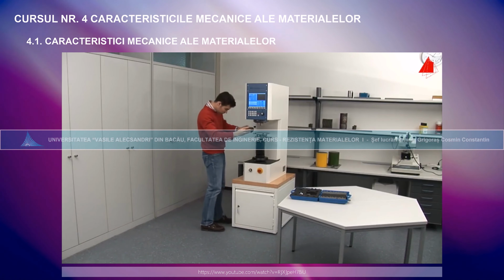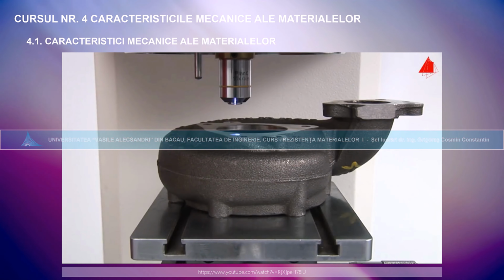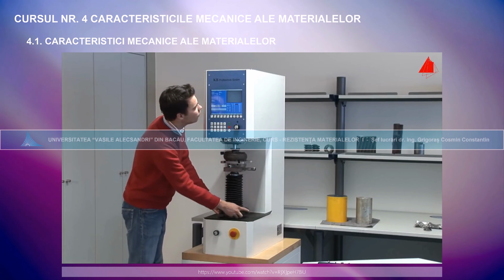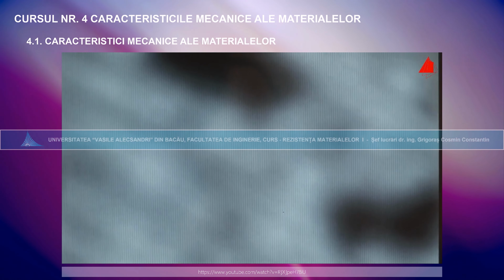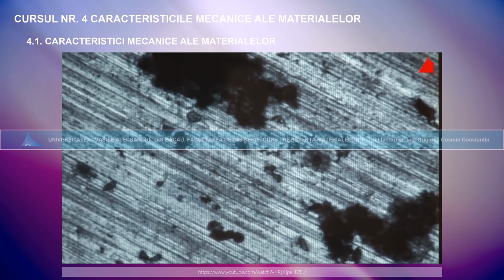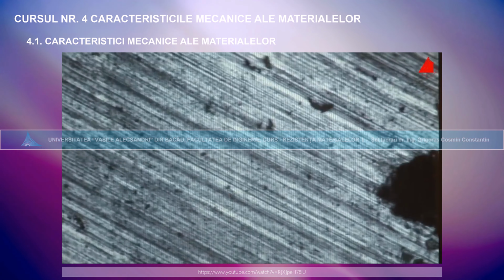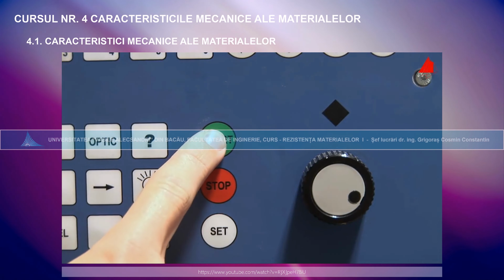Next, he puts the turbocharger housing onto the support table, rotates the microscope lens into vertical position and adjusts the correct height of the test piece. After bringing the test piece surface into focus, he selects the exact spot where the hardness test is to be made. By pushing the start button, the hardness test procedure begins.